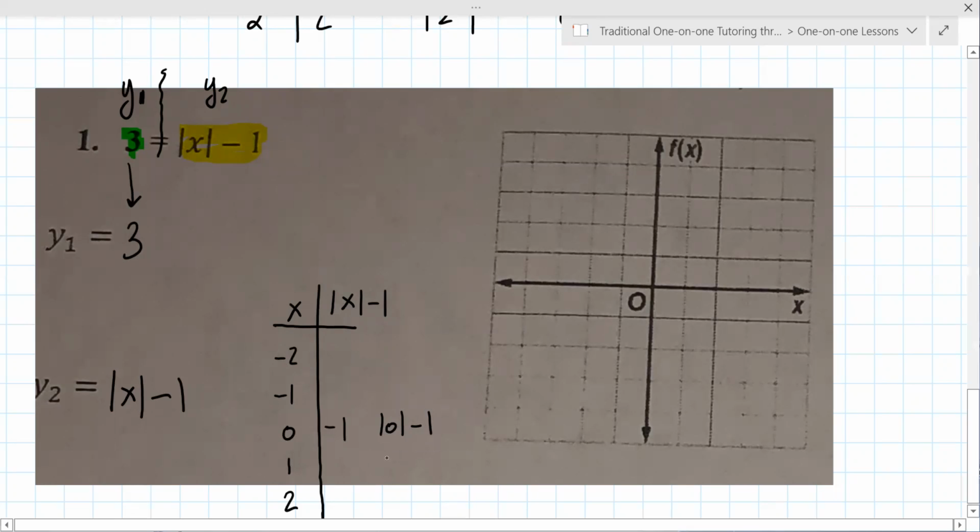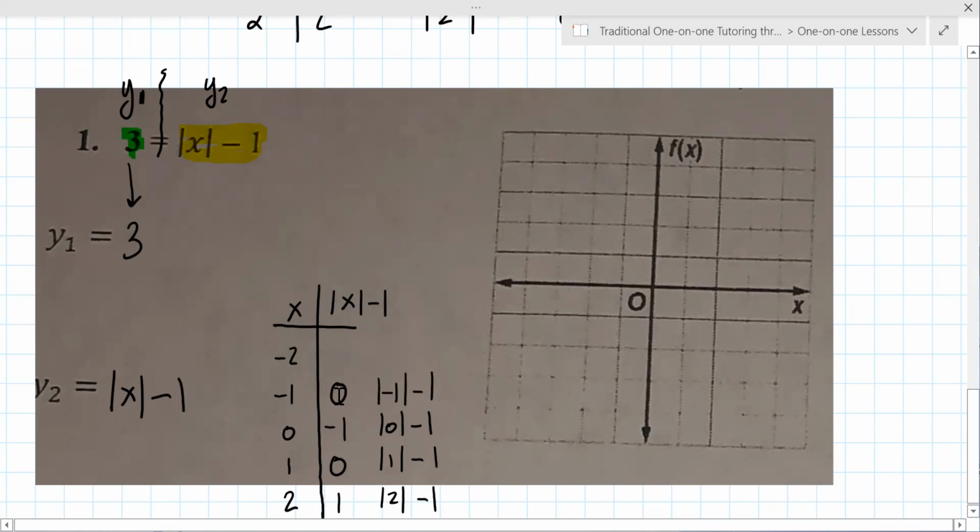Now with the 1, it's the absolute value of 1 minus 1. That is 0. How about the absolute value of 2 minus 1? 1. Good. Let's go the other direction. The absolute value of -1 minus 1. It is not -2. The absolute value of -1 is 1. 1 minus 1 is 0.